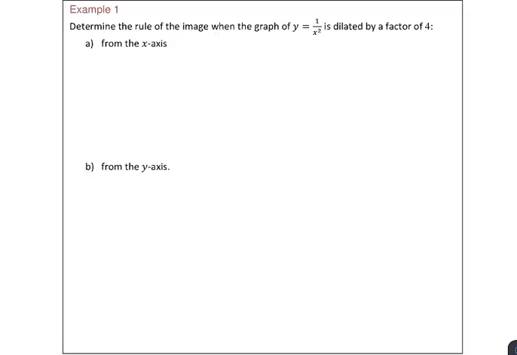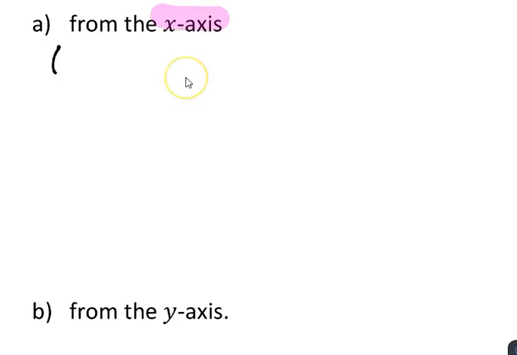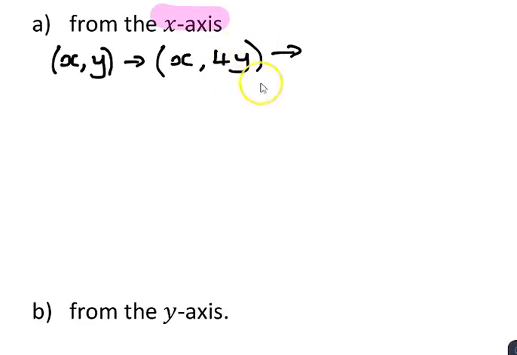Alright, example 1, determine the rule of the image when the graph of y equals 1 on x squared is dilated by a factor of 4. First thing to note here is that the image is basically the equation. So we're asking for the equation here. So what we can do is, well, this splits into two questions. So from the x-axis. From the x-axis means that your y value is multiplied by the dilation factor. So our original coordinate point of (x, y) goes to (x, 4y). So the dilation is in here.